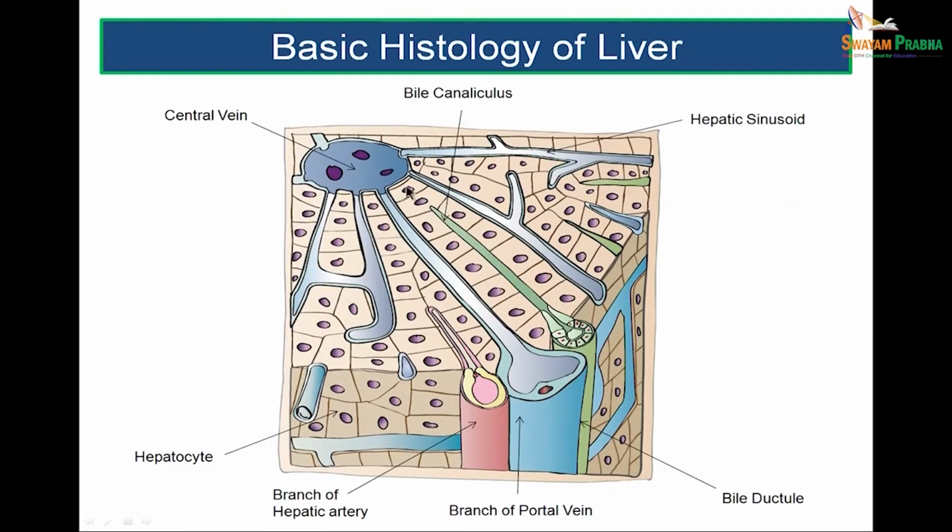So this is what we were talking about: the central vein, the sinusoid, this is the branch of the portal vein, the branch of the hepatic artery, the bile ductule with a bile canaliculus, and these are the plates or the anastomosing cords of liver cells called hepatocytes.